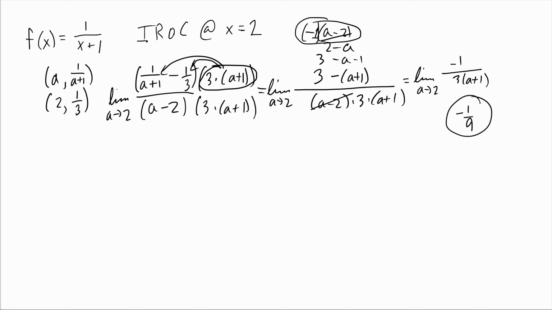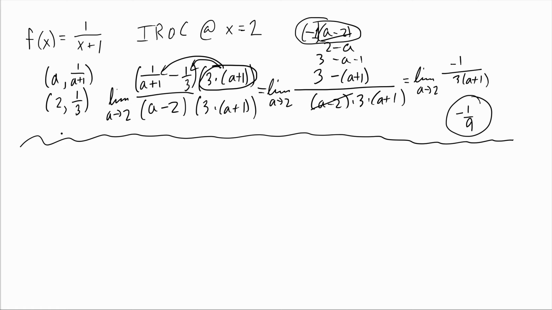That's the instantaneous rate of change at 2, namely the slope of the tangent line of this function at x equals 2. Now, that was the A strategy. Let's take a look at the H strategy. So for this one, H is representing the run. Again, we're going to be looking at that point.